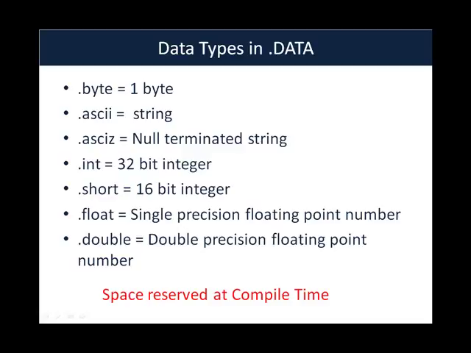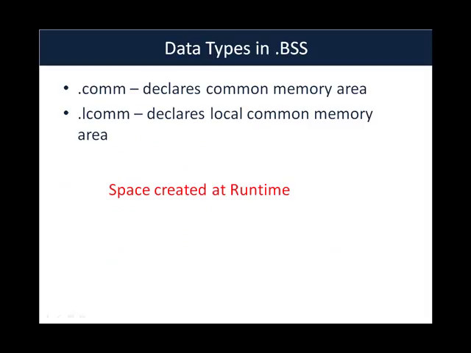Many of these data types are almost exactly as in the C language. The important thing to note is that the space for these data types, when they are defined, is reserved at compile time itself. We'll get into a small demo of how to explore the variables created using these data types in assembly language. But before that, let's quickly look at the data types which can be defined in the .bss segment.